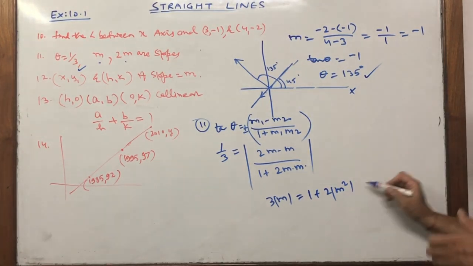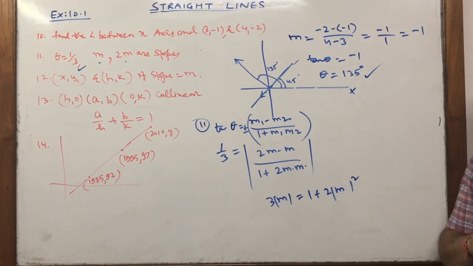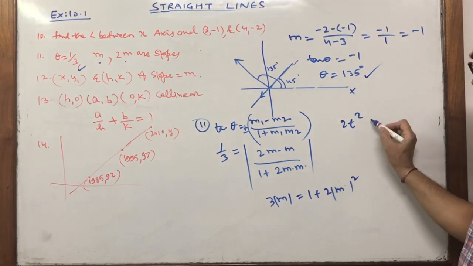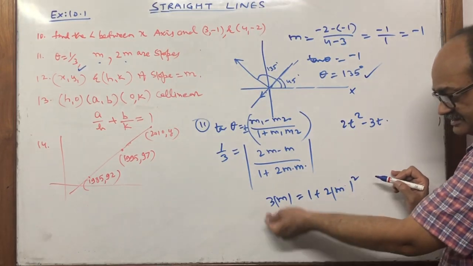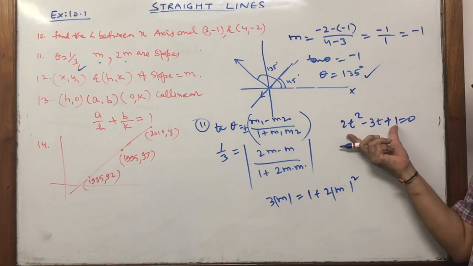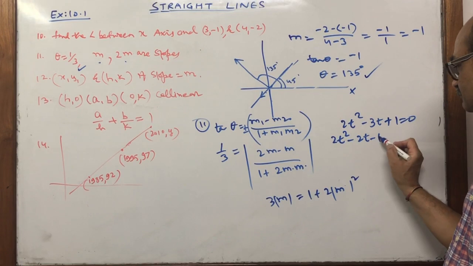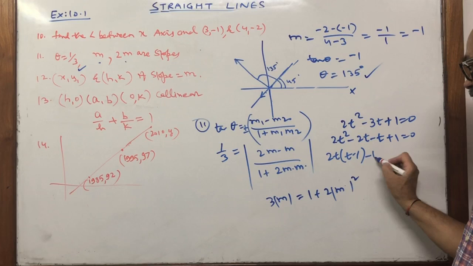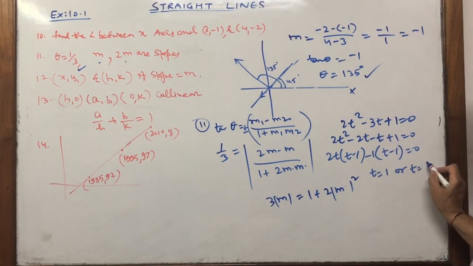Modulus. Now suppose modulus m is t. So quadratic is 2t square minus 3t plus 1 equals 0. Solve this quadratic, very easy. Product we want 2 and sum we want 1. So here 2t common, t minus 1 common, t minus 1. So t equals 1 or t equals half.